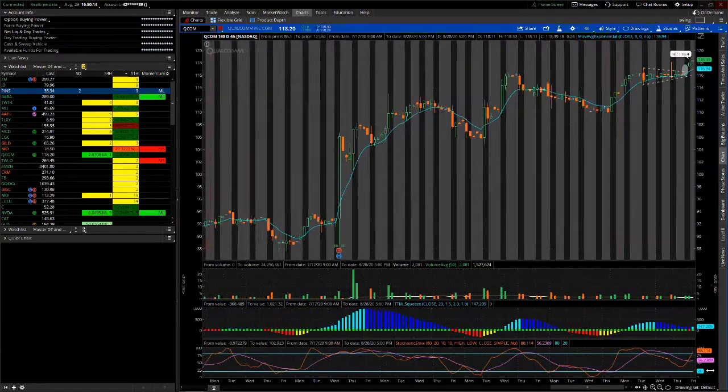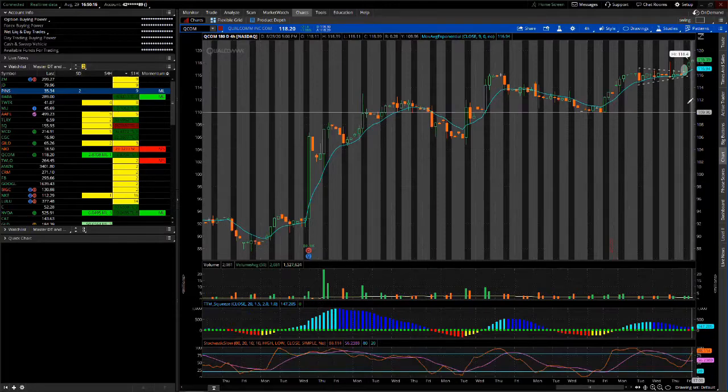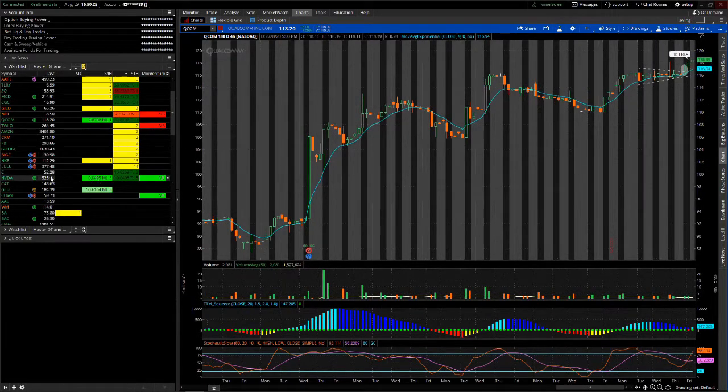Qualcomm's pushing to new highs. Stochastics are crossing over. It's above the moving average. The only concern here is we didn't get a volume spike, but volume should follow this soon into Monday. So let's look for a few other setups that are momentum plays.